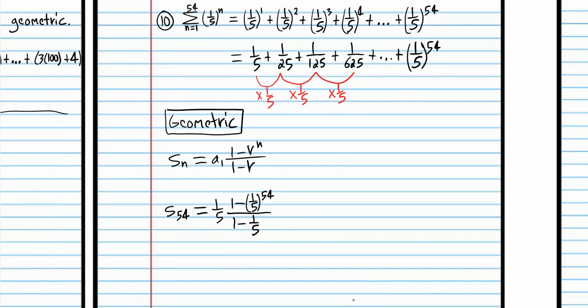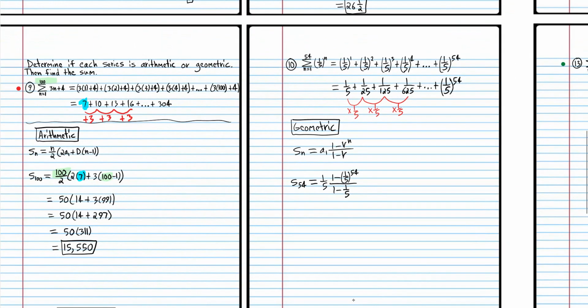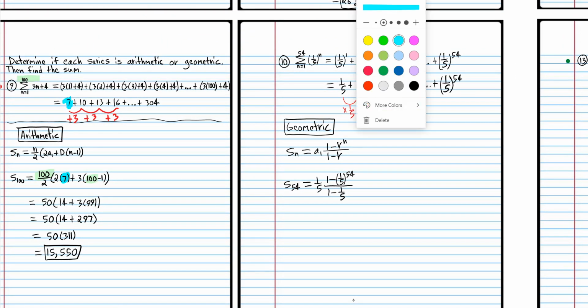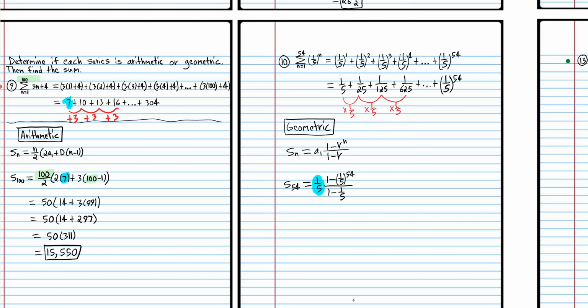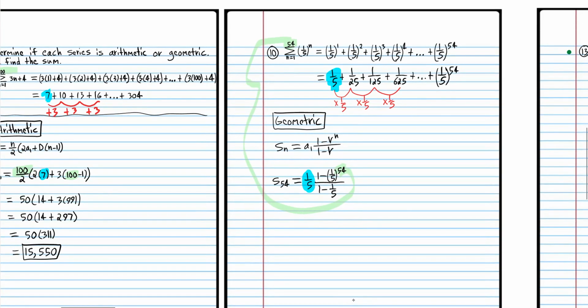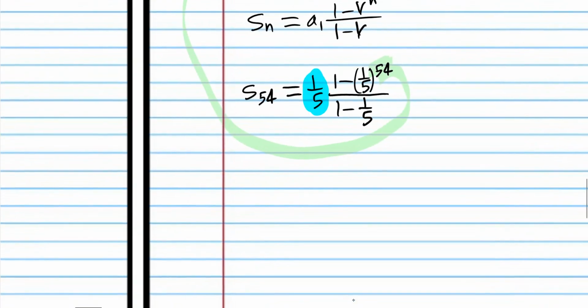So now we just have to simplify. And again, I got a1 from here, and I got that bound from there. So the sum of the first 54 terms is equal to 1/5 times 1 minus 1/5 to the 54th power, all over 4/5.